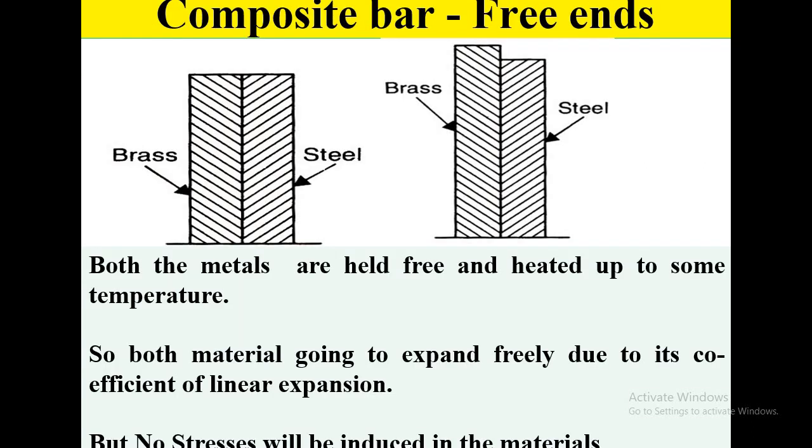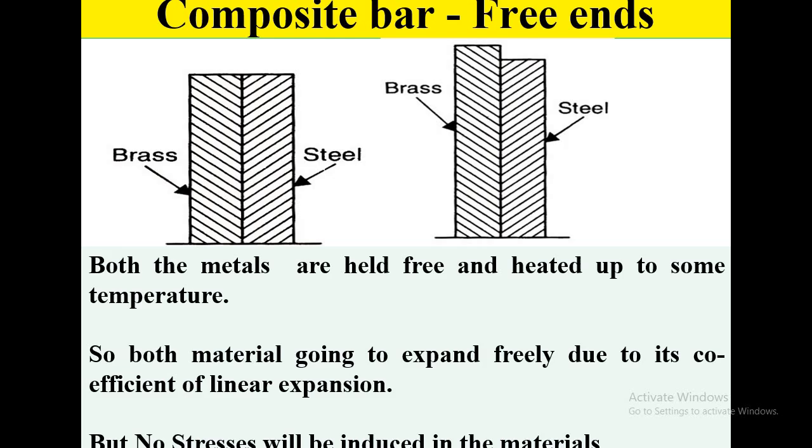Coming to the composite bar thermal stress, consider this picture. There are two metals, brass and steel, both having the same length. Now we are going to heat, means it is going to expand. That is called free expansion of metals. Brass is going to expand more than the steel.